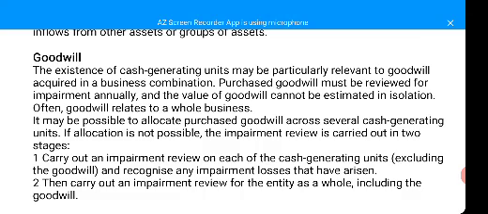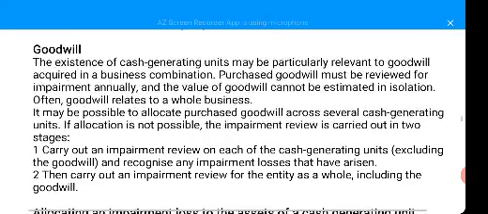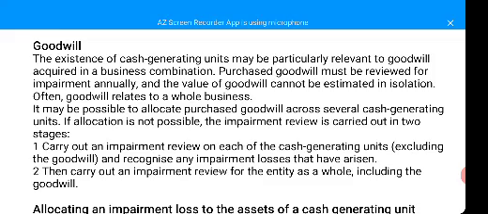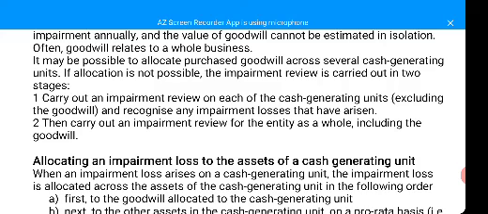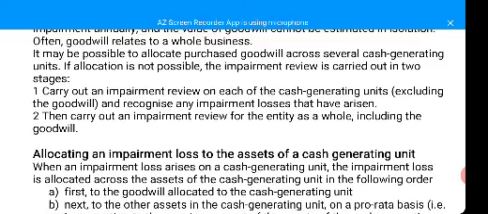It may be possible to allocate purchased goodwill across several cash generating units. If allocation is not possible, the impairment review is carried out in two stages. One, carry out an impairment review on each of the cash generating units, excluding goodwill, and recognize any impairment loss that has arisen. Now, for cash generating units, you should carry out the impairment on each of the assets in that cash unit. So if any one is not impaired, you cannot allocate impairment to that asset.